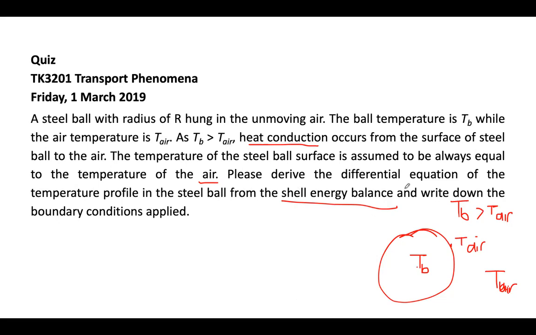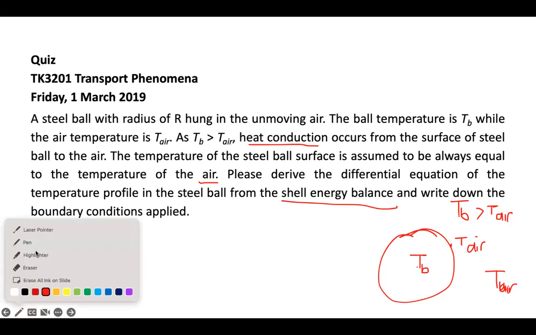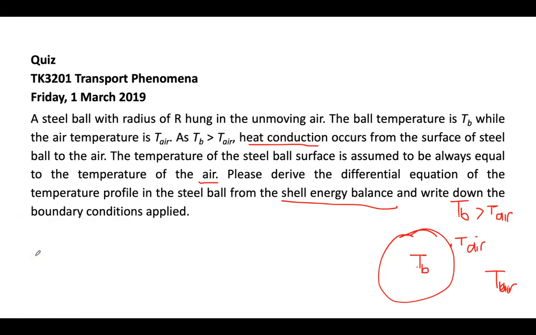Or maybe from here, can you guess the boundary condition applied? So the boundary condition, if I want to check here, the first one would be the ball temperature is TB in the beginning. Okay, and here the ball temperature is TB, and then the air temperature is T air.